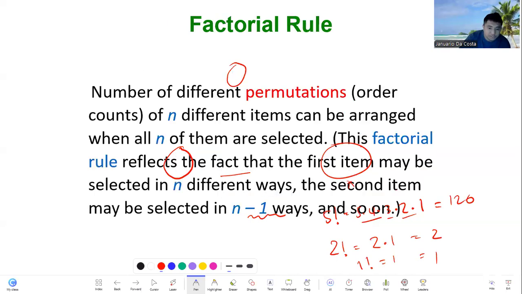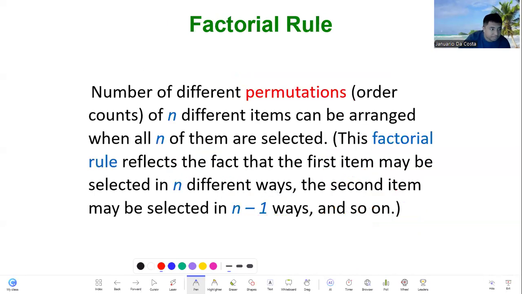Okay, so there's another one over here, the factorial rule. Natalia Fernandez, can you read this for us?